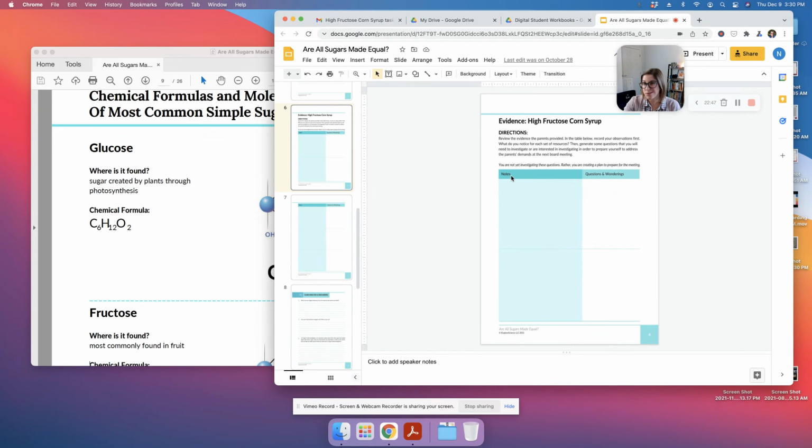Notes is really just observations, and questions and wonderings. So we're doing a notice and wonder kind of thing, but sometimes we call it different words. There's nothing wrong with notice and wonder. You should always repeat things, because then students know, so whatever you're calling it, call it that.